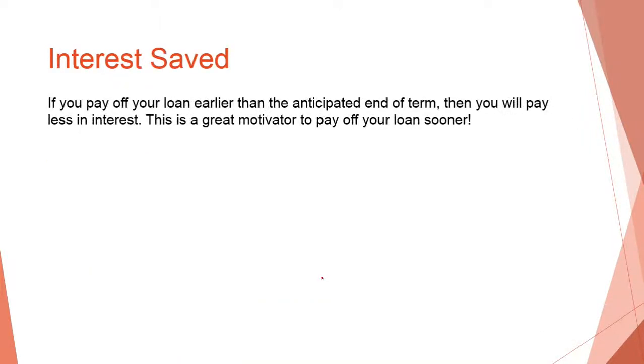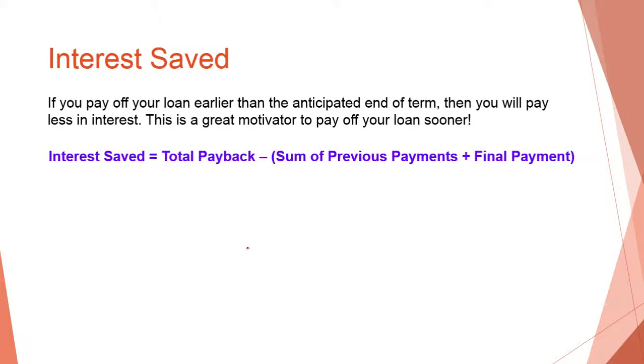Interest saved. If you pay off your loan earlier than the end of the term, so if you have a loan for 60 months and you end up paying in 50 months, you save a lot of interest. So this is a very good motivator for you to pay off your loan earlier. Alright, so to find the interest saved, we're going to use this formula. Total payback, so how much you pay back in total, subtract, we want to do what's inside the parentheses first, it's the sum of all previous payments plus the final payment.